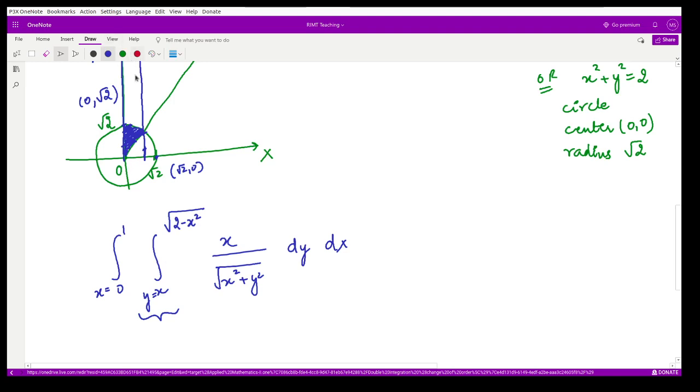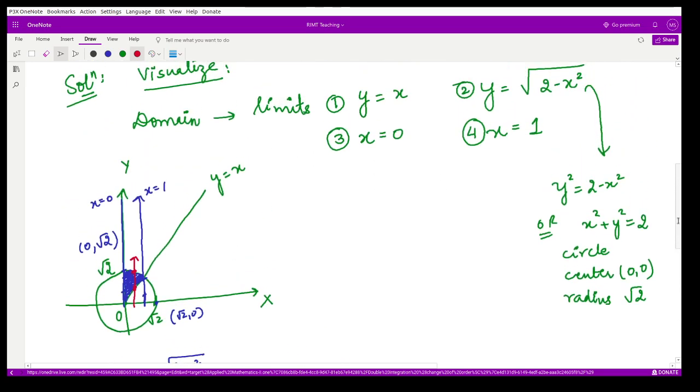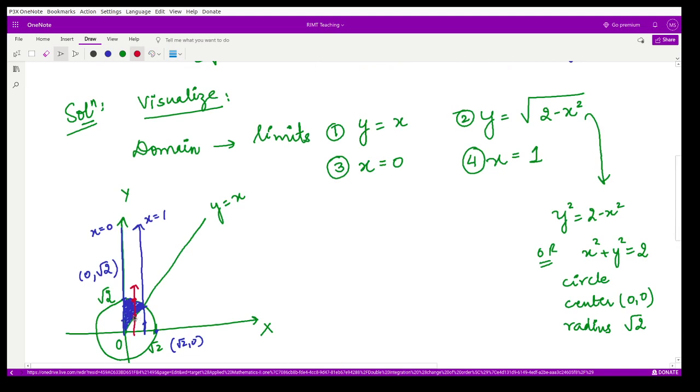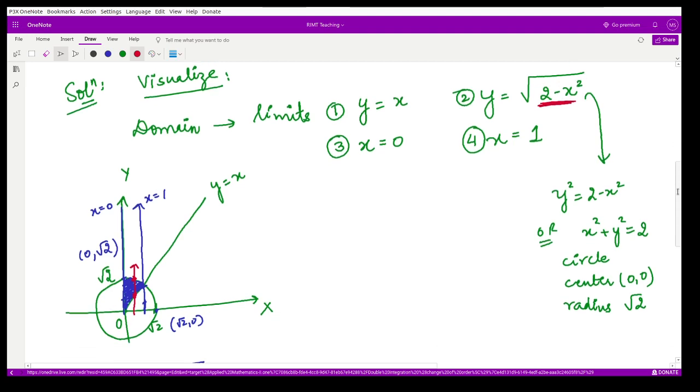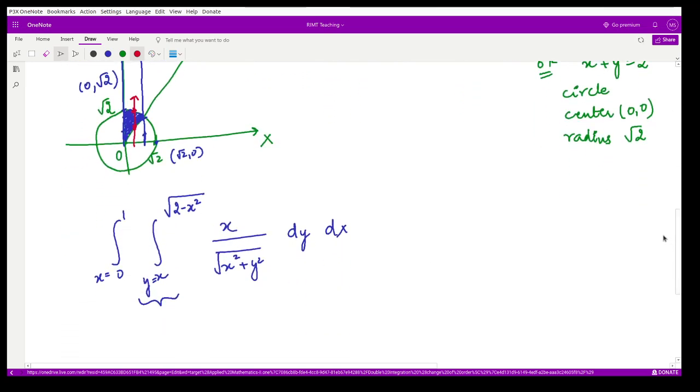You will be taking some vertical line into this region. So the line which enters here would be your lower limit, and the line which leaves here would be your upper limit, right? And accordingly, at this point the value of y is equal to x, and at this point the value of y is equal to square root of 2 minus x square. So this is what we have. So now you can solve this and calculate the limits.